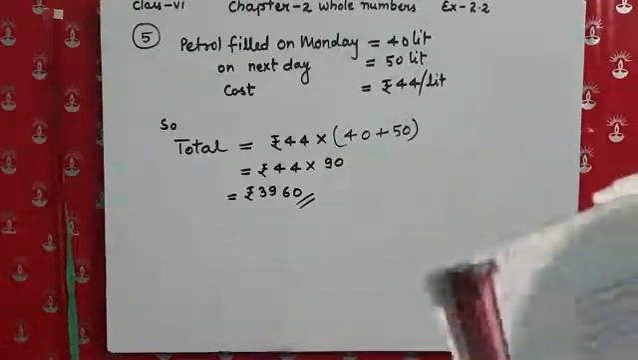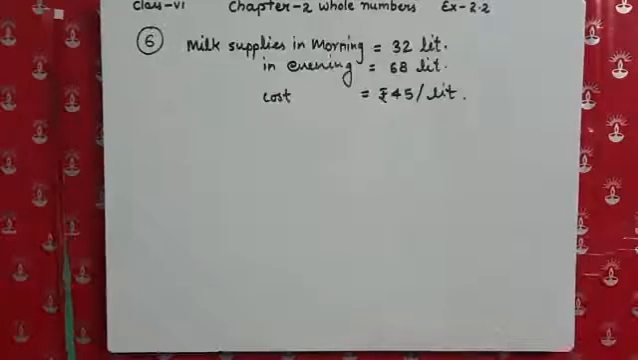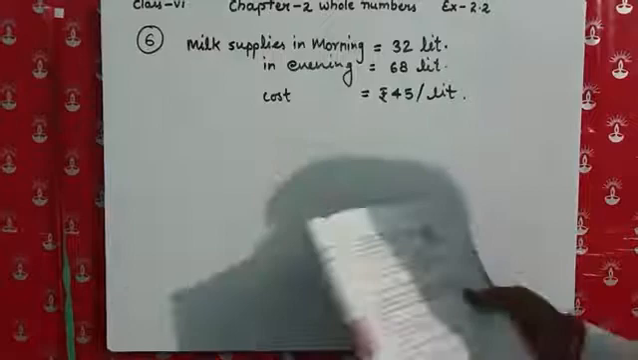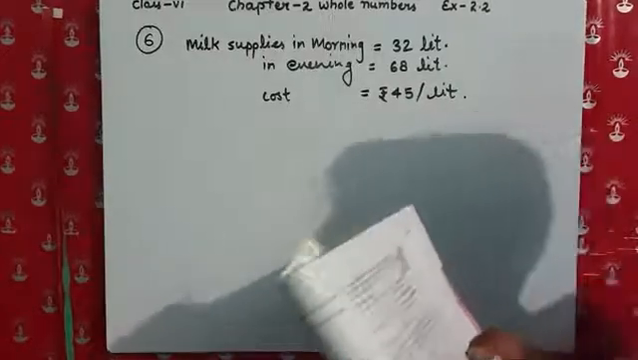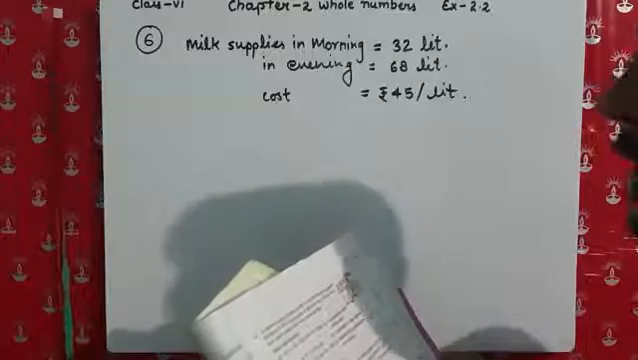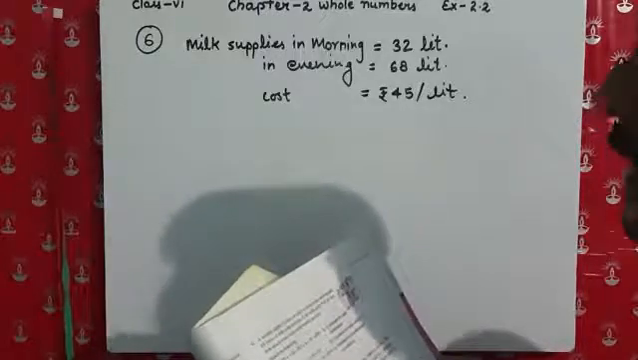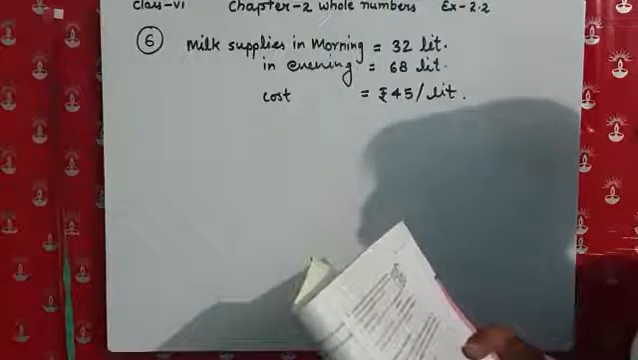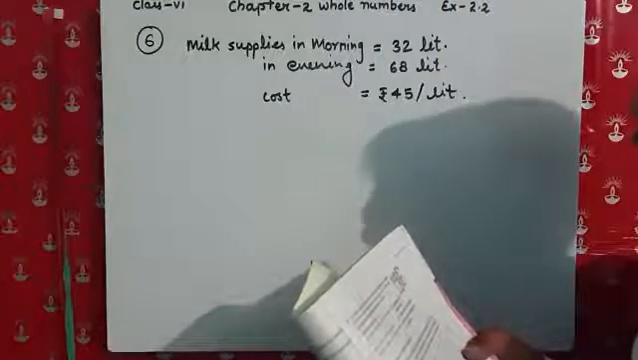Now we are going to question number 6. It is also a language problem. So now question number 6 is written on the board. Here I am going to read. A vendor supplies 32 liters of milk in a hotel in the morning and 68 liters of milk in the evening. If the milk costs rupees 45 per liter, how much money is due to the vendor per day?